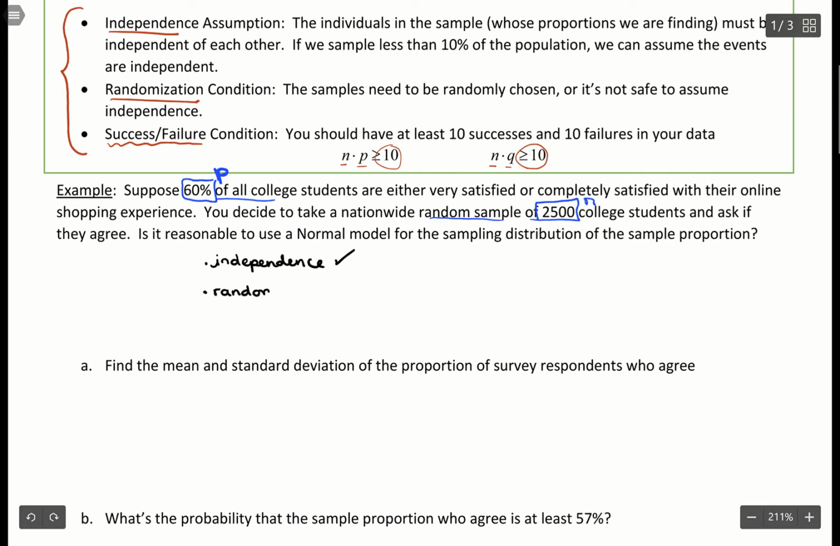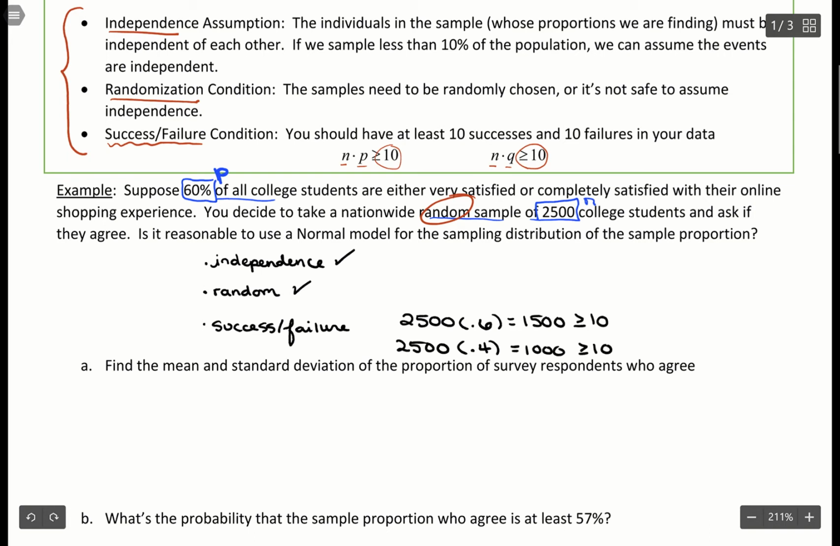For randomization, making sure we have a random sample, this time they actually told us it is a random sample, so we know for certain we have randomization. Then our last piece is the success-failure condition, and that's where we need to do a little math to make sure we have a large enough sample size. So we're taking our sample size times our population proportion. Then we also want to take our sample size times 1 minus that value, which would be 0.4. The first one gives us 1,500. The next one gives us 1,000. And we just want to make sure that both of those numbers are greater than or equal to 10, which we definitely have, so a large enough sample size in this case.